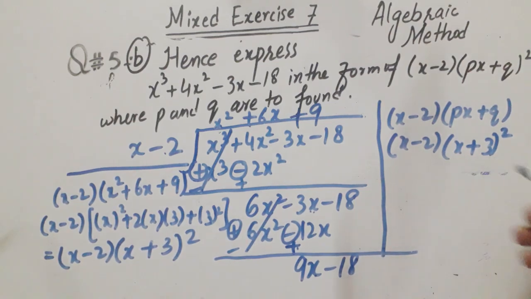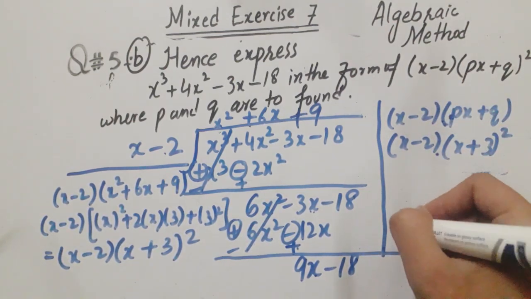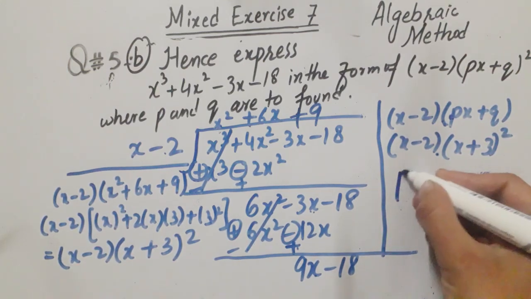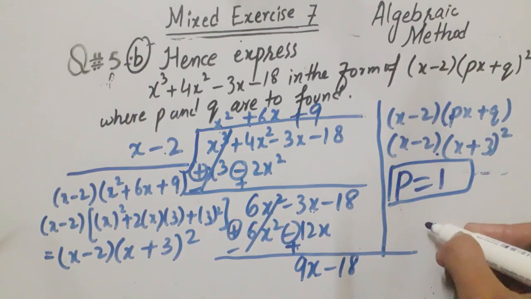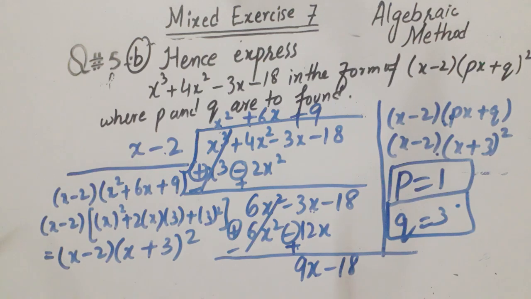Now what are the values of p and q? By comparing this we get p is equal to 1 and q is equal to 3. So p is 1 and q is 3. So this is the required answer of this question. Now we will solve question number 6.